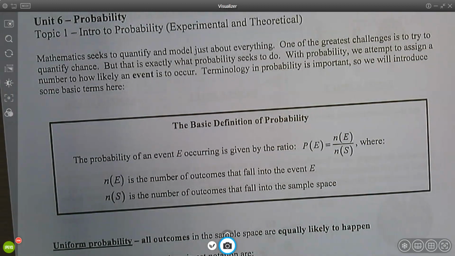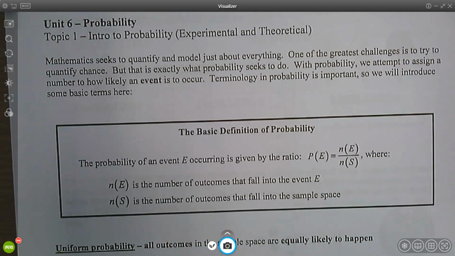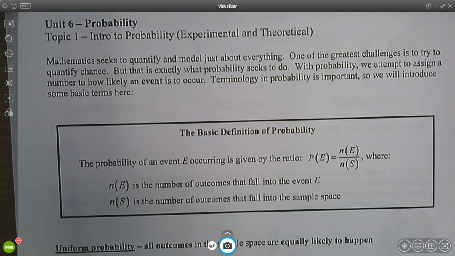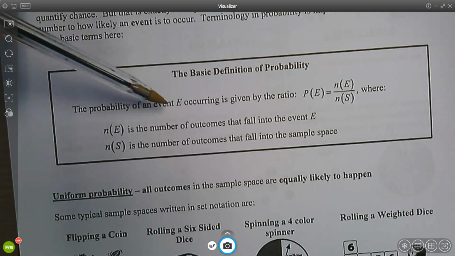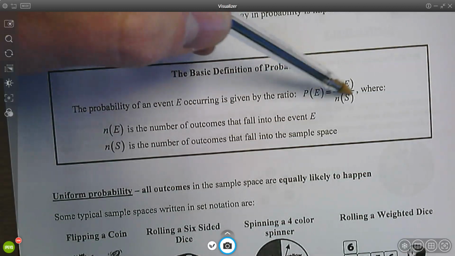Hi all, in this video I'm going to go over topic 1 from probability, which is just an introduction to probability. You've probably done a lot of this in past math classes, so this should hopefully be pretty basic. Probability is essentially we're assigning a number to a process of chance. So basically the probability of something occurring is how many times it could occur out of how many total times it could occur.